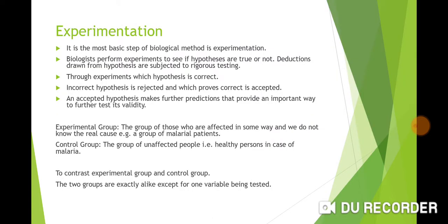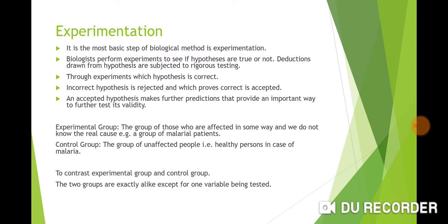Now experimentations. This is the basic step in the biological method, in which we conduct experiments to see if the hypothesis I stated is true or not, and the deductions I figured out from that hypothesis, if I will test it according to my experiment, whether this hypothesis be accepted or rejected. So, for this, we conduct two experiments. One is the experimental group, and the other is the control group.